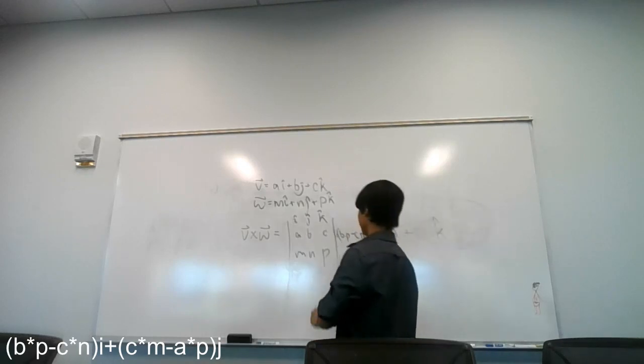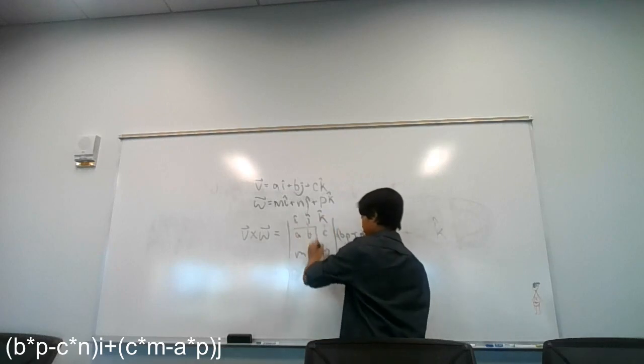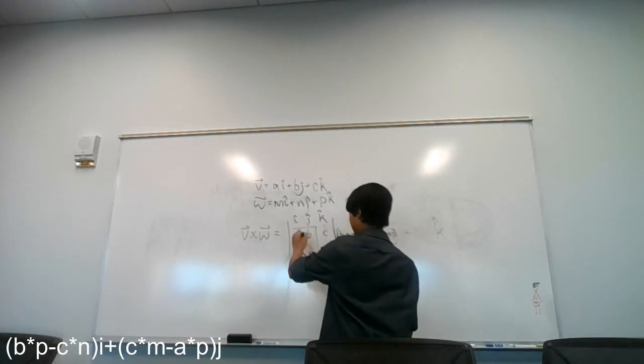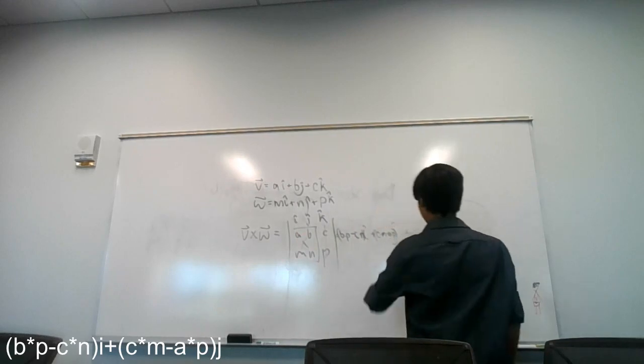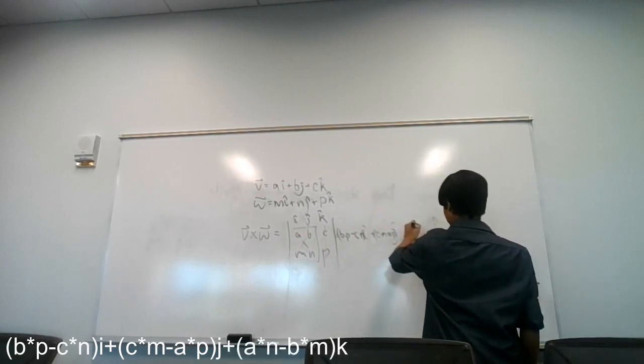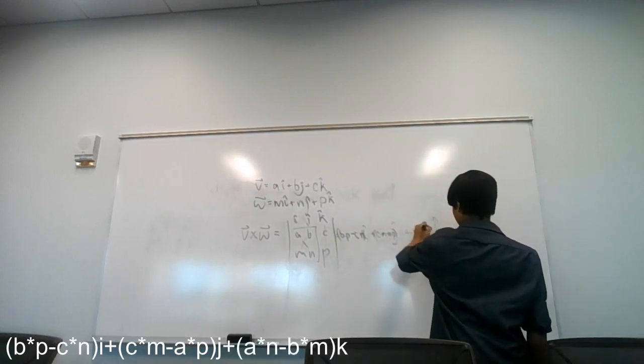And of course we do the same thing for the k component. We block off all that, we create a submatrix, cross multiply, so we get a times n minus b times m. That's all in the k direction.